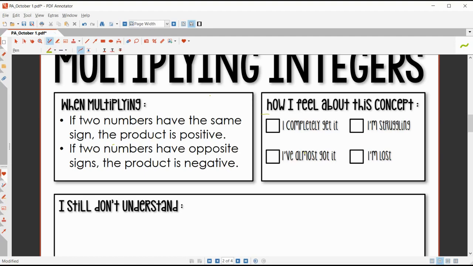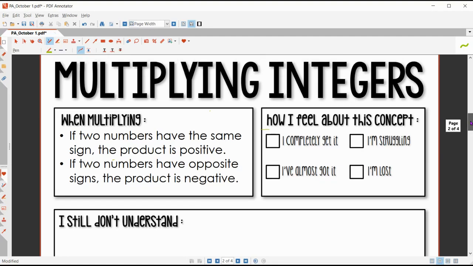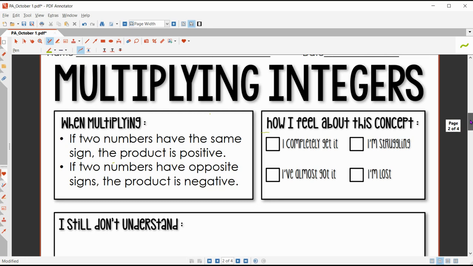Hi students, today's lesson is on multiplying integers, and I hope you've already completed your thoughtful do now. So we have a couple of easy rules to remember. First of all, when multiplying integers, if two numbers have the same sign, then the product is positive. Product is the answer that we get when we multiply. If two numbers have opposite signs, then the product is negative.